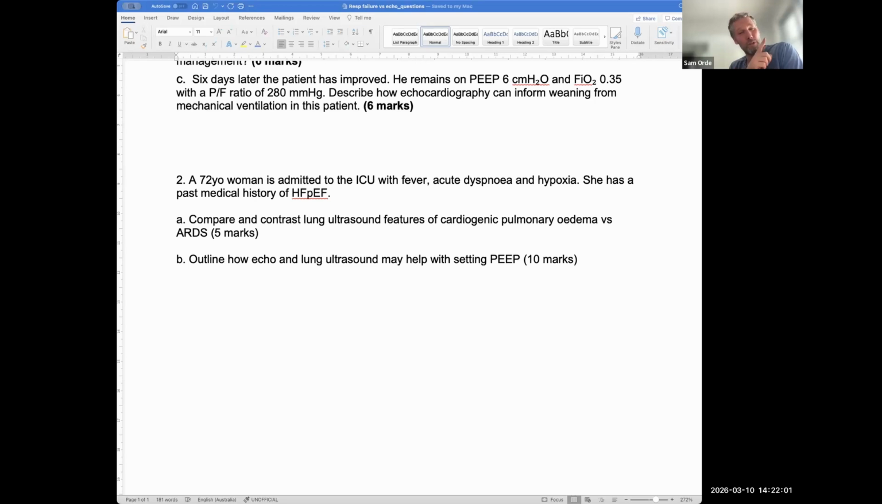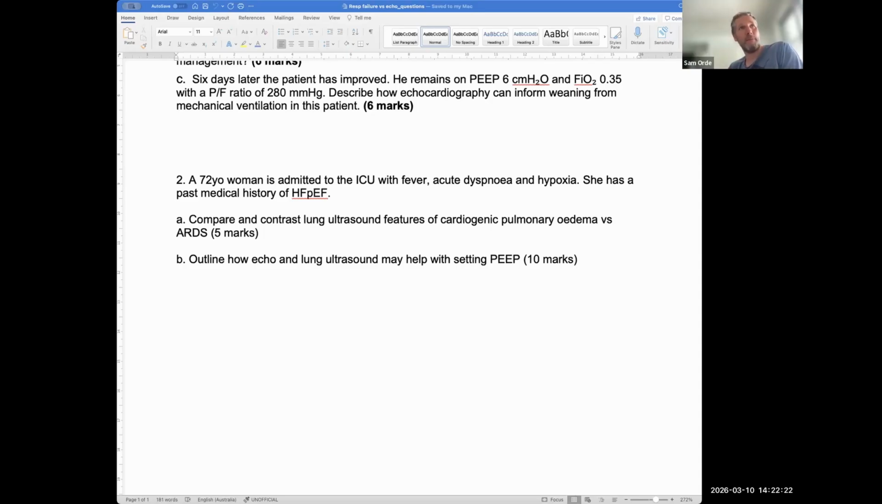And again, just this idea of reading the question, right? So we've got compare and contrast. You gave me a lot of contrasting things. What are the same between them? I suppose B lines are common to both, like interstitial syndrome. So they're going to be common, but there's probably going to be a distribution difference in those B lines. Yeah, beautiful. Exactly right.